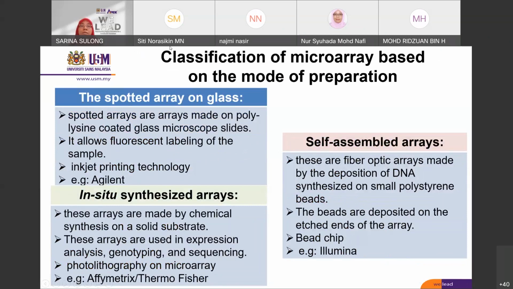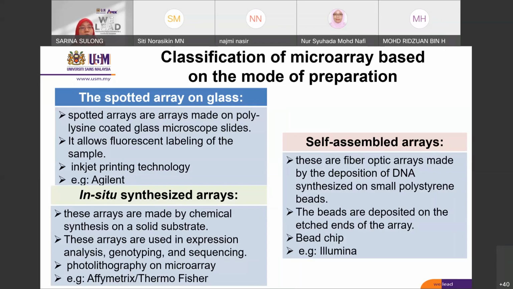Okay, so a microarray has two broad classifications based on its mode of preparation and on the types of probes used. Based on the mode of preparation, microarrays can be divided into three types. One is the spotted array on glass, the second is the in situ synthesized arrays, and the third is the self-assembled arrays. For the spotted array on glass, the array is made on polylysine coated glass microscope slides, and it allows fluorescent labeling of the samples.